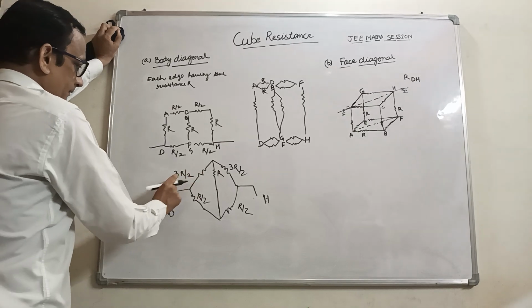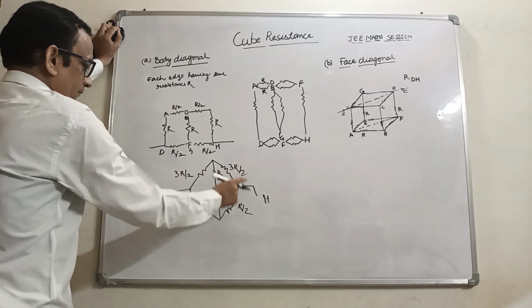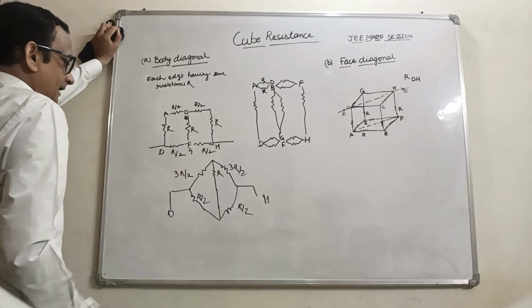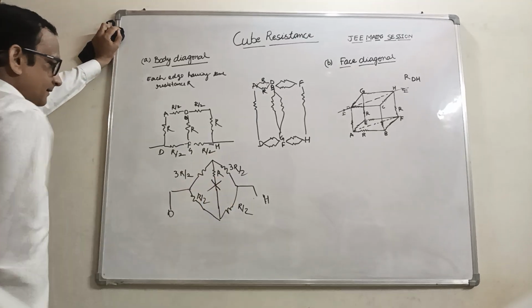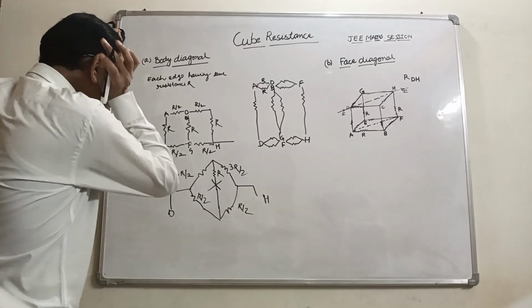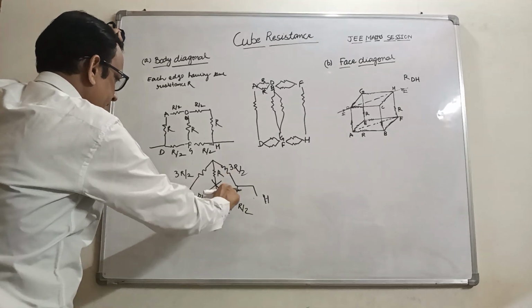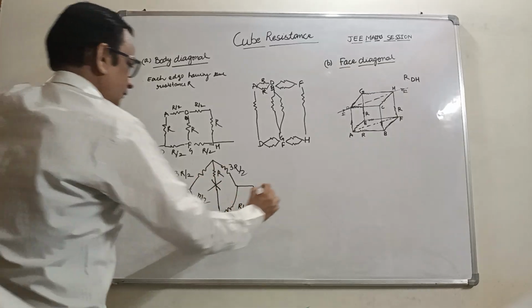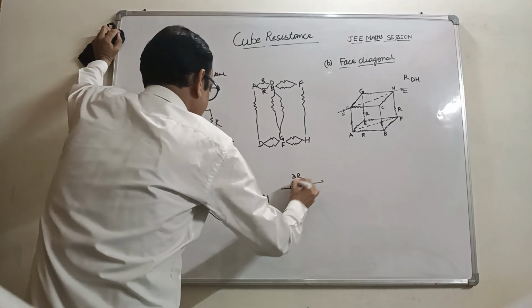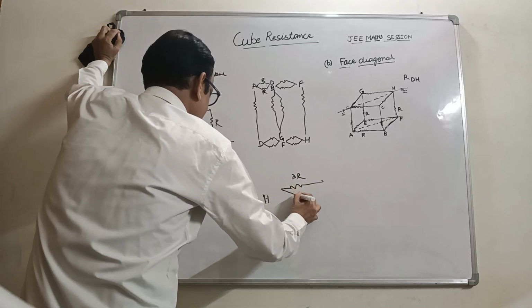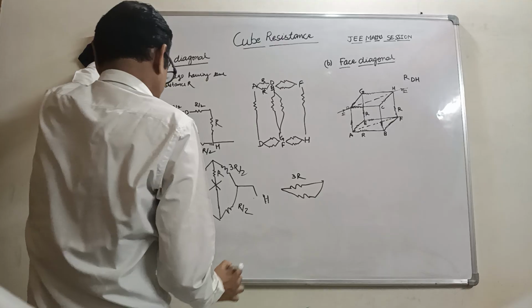So this 3R by 2 upon R by 2, 3R by 2 upon R, this is a Wheatstone bridge, so no current flows in this branch. So we can solve it. These are in series and these are also in series. So the equivalent would be 3R by 2 plus 3R by 2 becomes 3R, or this would be R.